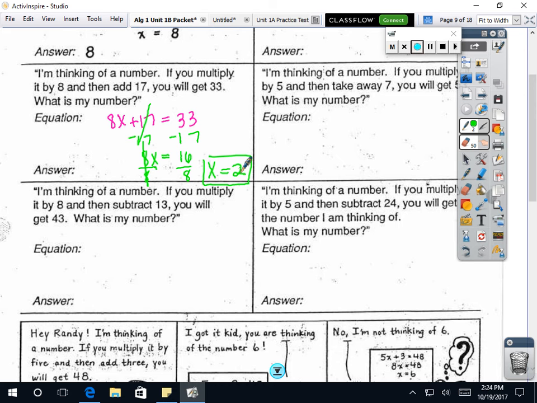Let's verify and make sure that makes sense. If you take the number 2 and multiply it by 8, that would be 16, and then if you add 17 to that, would that take you to 33? Yes.